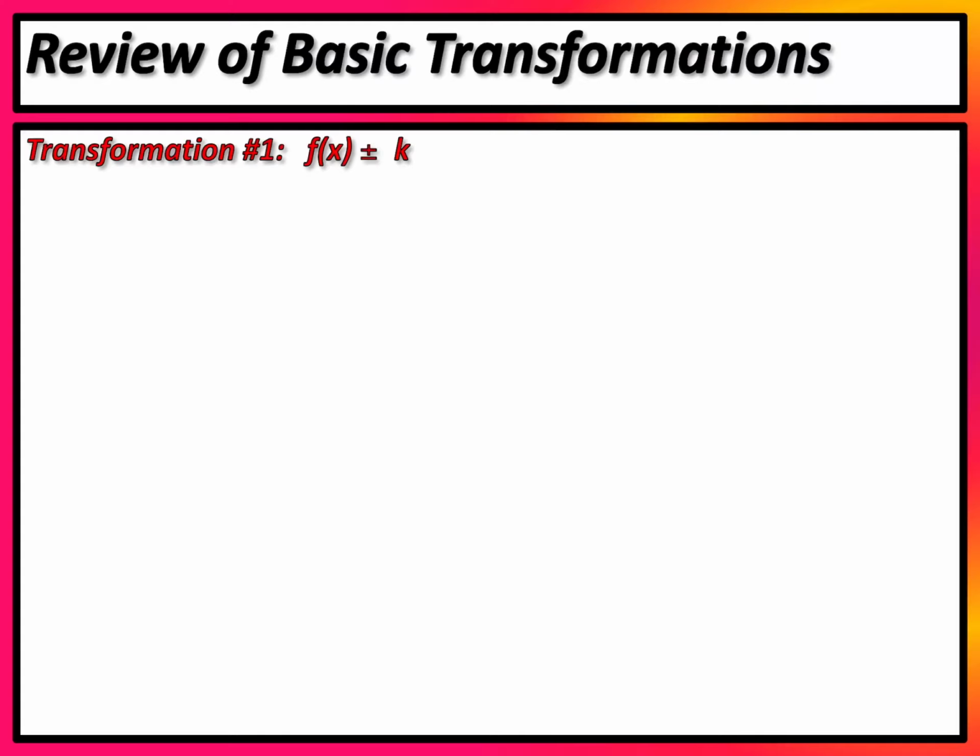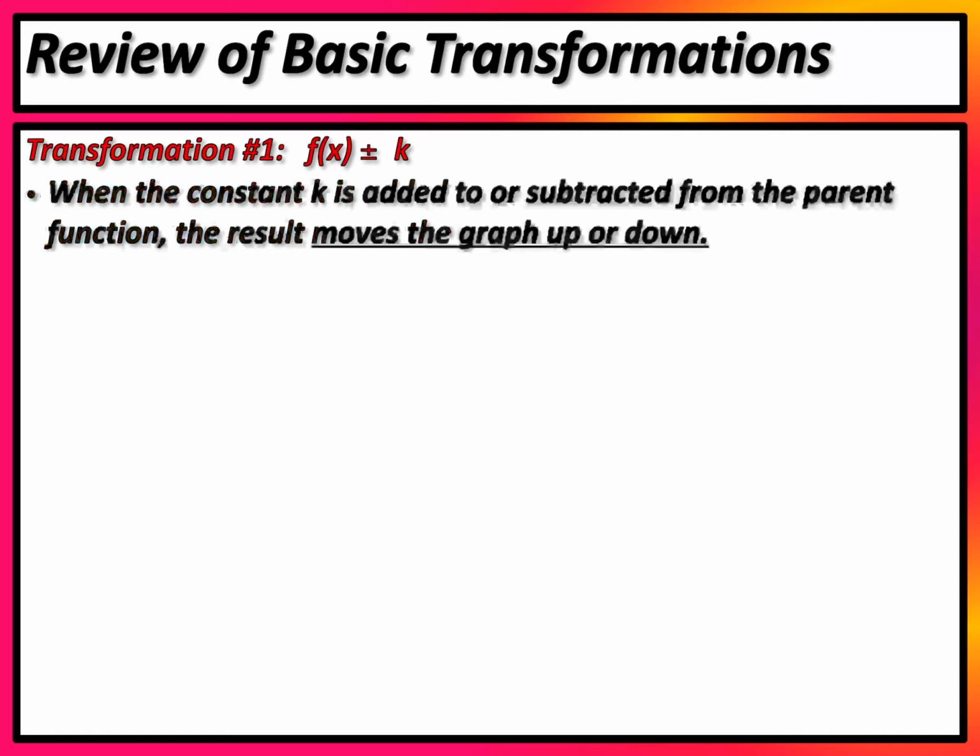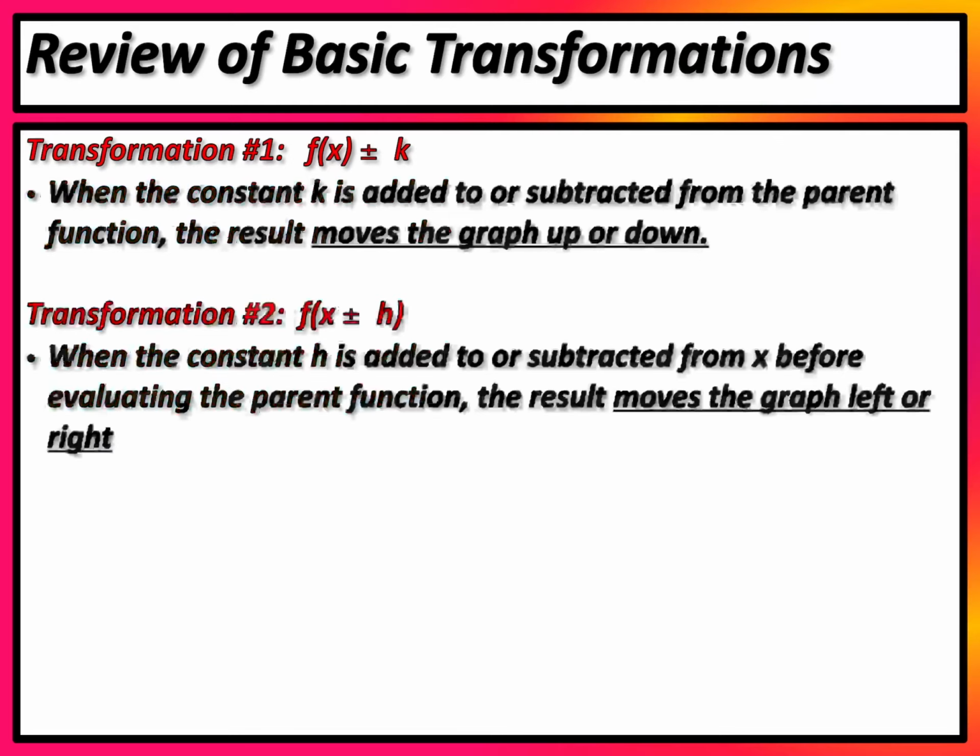Okay, so when we have a function and we add or subtract a k value onto the end, this is going to move our graph up and down. Okay, so that is a vertical transformation. When we have a value on the inside of our function, added or subtracted, this is going to move our function to the left and the right.